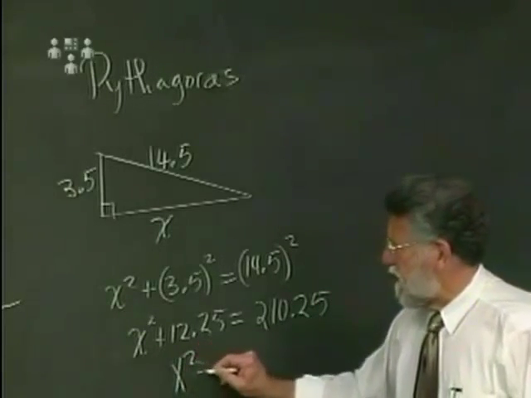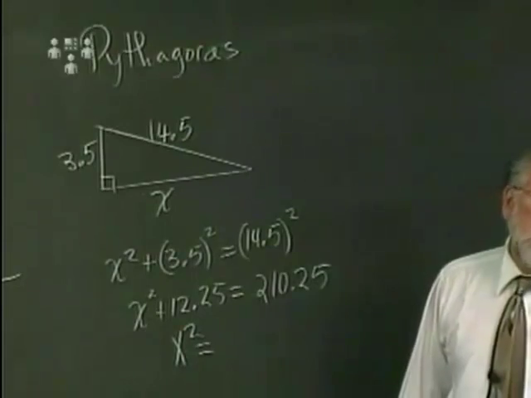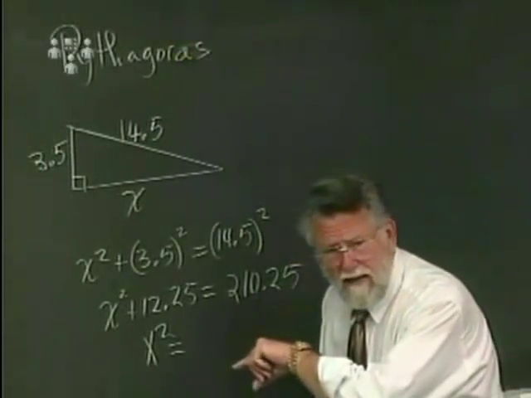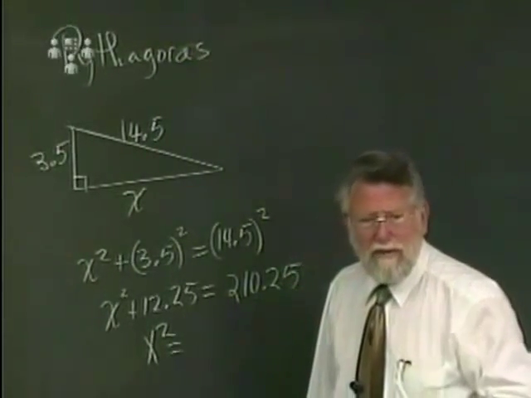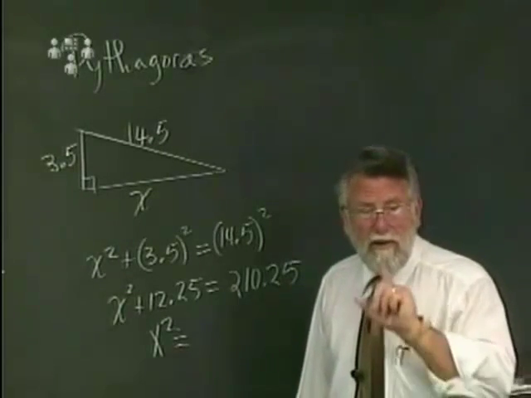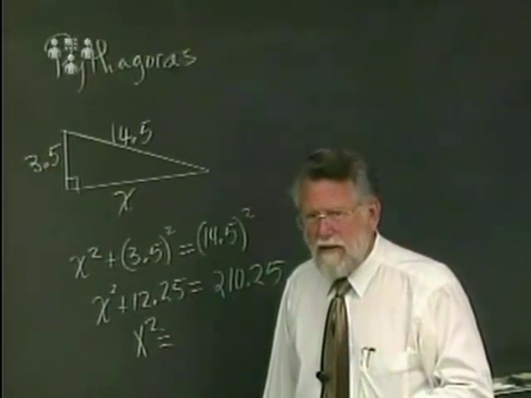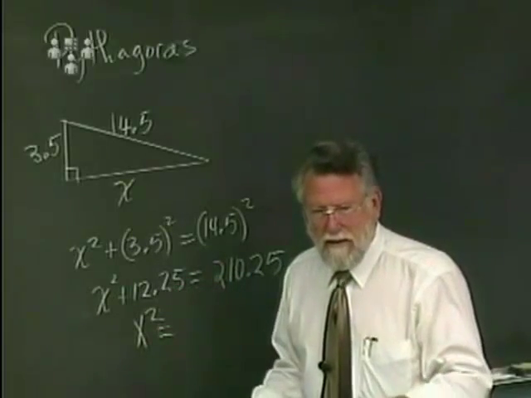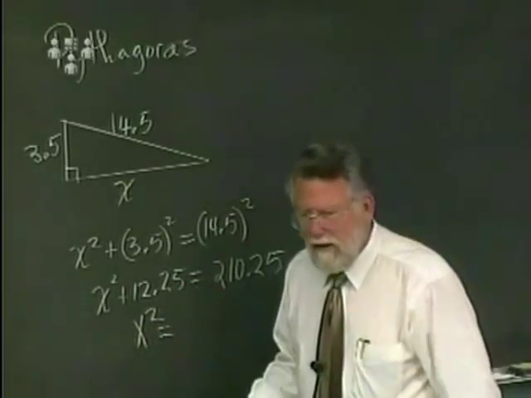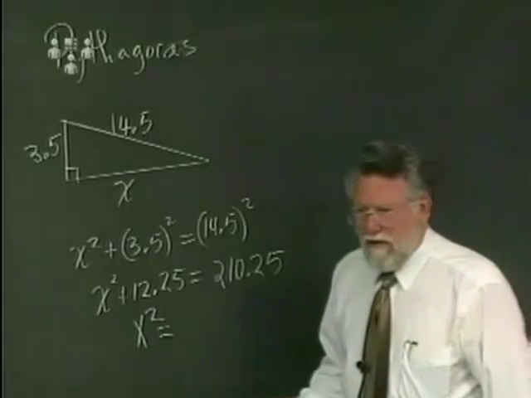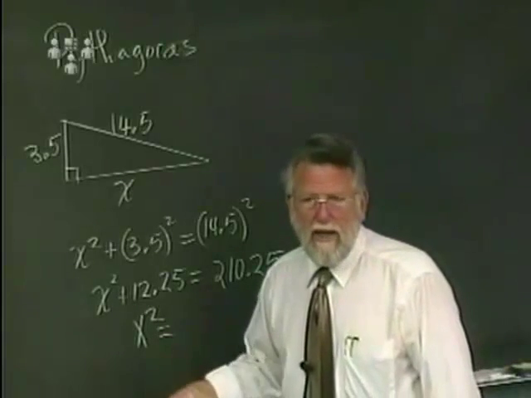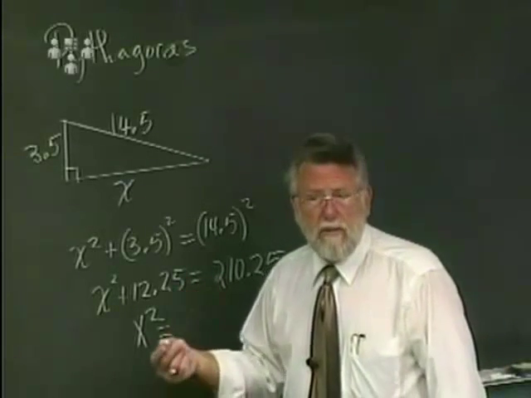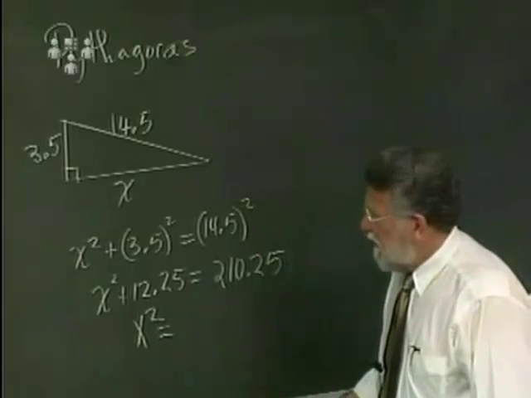So then I'm going to subtract 12.25 from both sides because I want to eliminate the term on the left. I eliminate terms by subtraction. I remember, eliminate factors by division. Factors are multiplied, terms are added. That's got to keep coming through your head. To get rid of a factor, you divide or multiply. To get rid of a term, you either add or subtract.